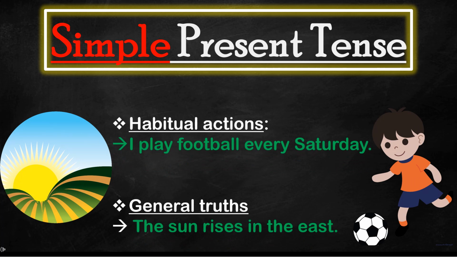Now let's try to understand what could be a habitual action. I could say, I play football every Saturday, or I go to school every day. These are habitual actions, things which are a habit, something that you perform daily. That, when you describe it, is simple present tense. And what are some of the general truths? The sun rises in the east. Or if someone is naughty enough and says, I do not do my homework. So these are some of the ways in which we can describe a simple present tense.